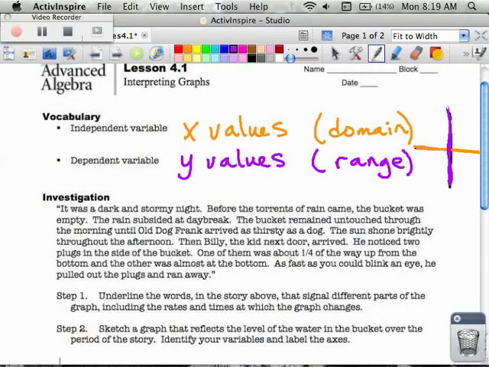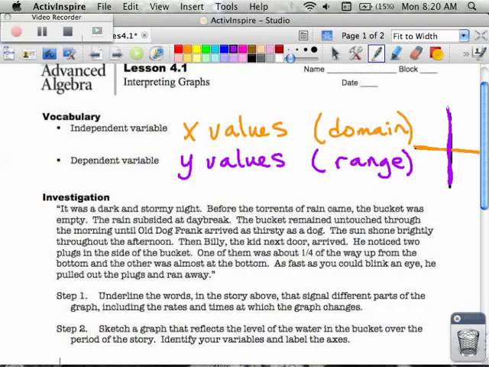And then in this investigation, the stuff that I asked you to try on your own for about 40 minutes, but we actually only spent about 30 because you guys are so fast. So they talk about a statement, and what they want you to understand is that sometimes we have to interpret information. Oftentimes in math, this is almost like being a scientist and then using math to describe what's going on. So it was a dark and stormy night, and before the torrents of rain came, the bucket was empty.